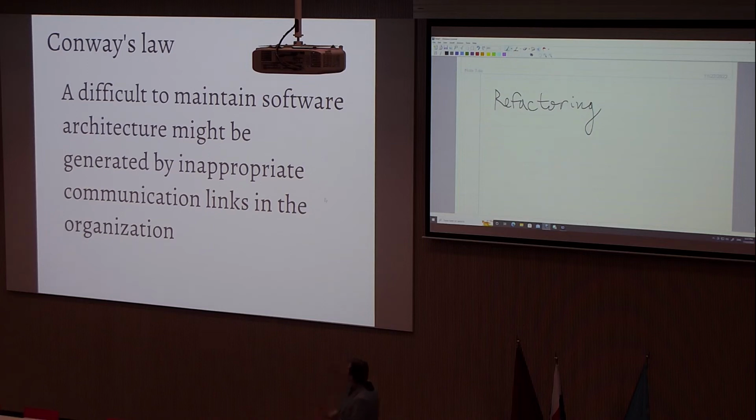And from the maintenance perspective, we can say that a difficult to maintain software architecture might be generated by inappropriate communication links in the organization. So maybe it's not just that you need to refactor your code. You need to refactor your organization. You need to apply appropriate patterns, and how do you do that? Again, you can use patterns, but not design patterns. You should use organizational patterns.